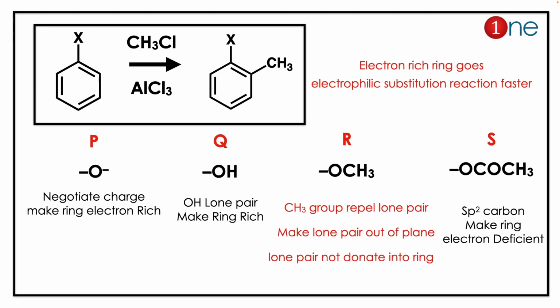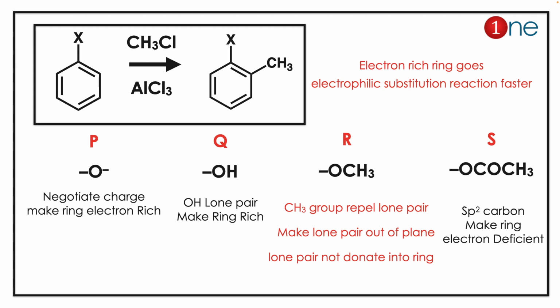The fact here is that an electron-rich ring undergoes electrophilic substitution faster. So let us analyze each possibility. P has a negative charge, it donates electrons better, so it comes first. Then if you look at the OH, it can donate its lone pair and make the ring electron rich.